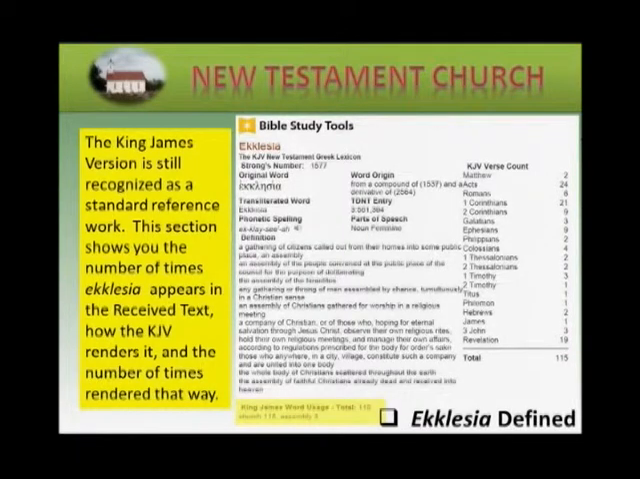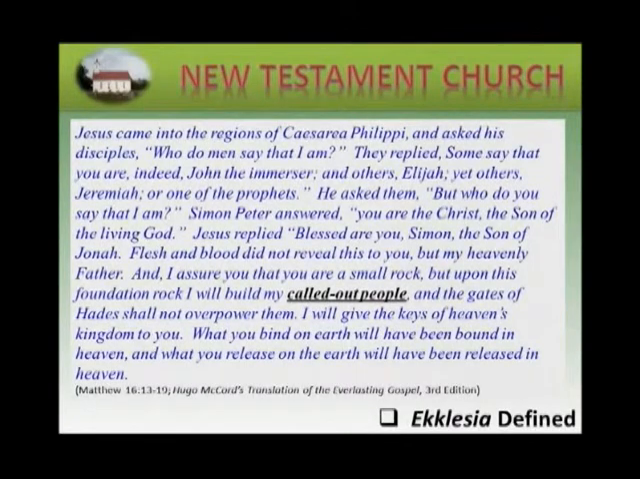Now, the first instance of the word ekklesia is in the book of Matthew, and Matthew is the only place it is found in the Gospels. Notice how Hugo McCord translates the term in Matthew 16:13 through 19.